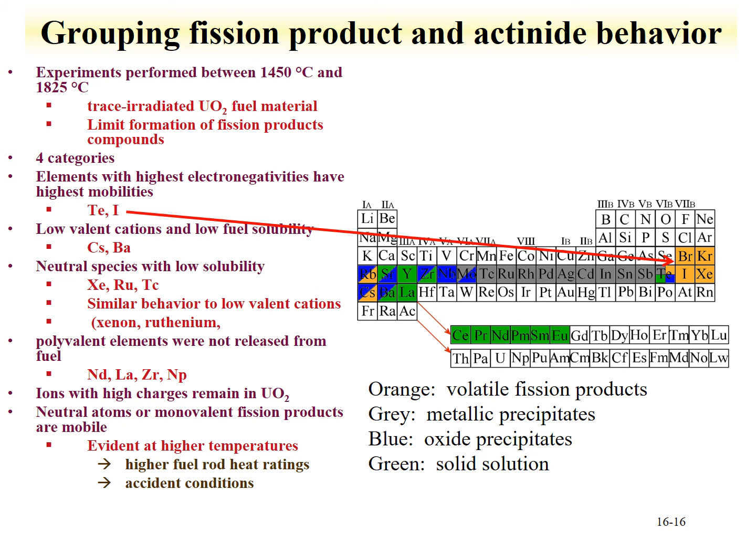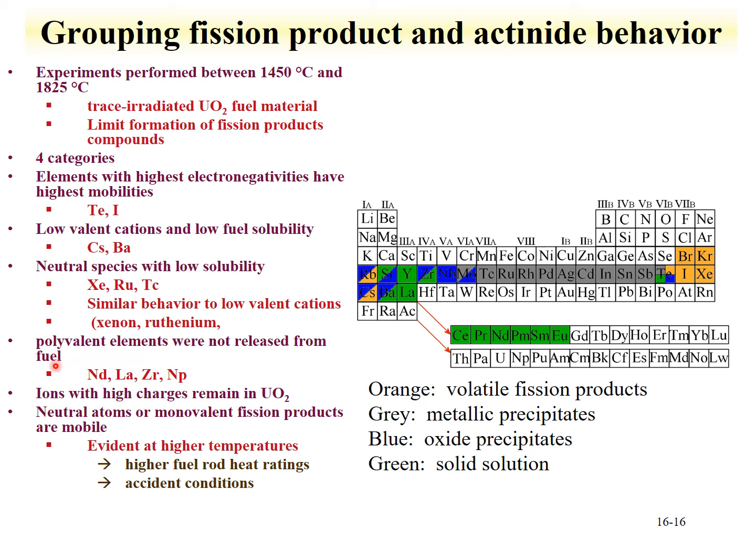What we see is that some of the elements with the highest electronegativities have the highest mobilities, and these tend to form these volatile fission species. Some of the lower valent elements, such as cesium, barium, tend to have this behavior where they form separate species from the fuel due to their low valent cations, and their oxidation states don't match the main fuel composition. And then obviously some neutral species will have low solubility, particularly something like xenon.